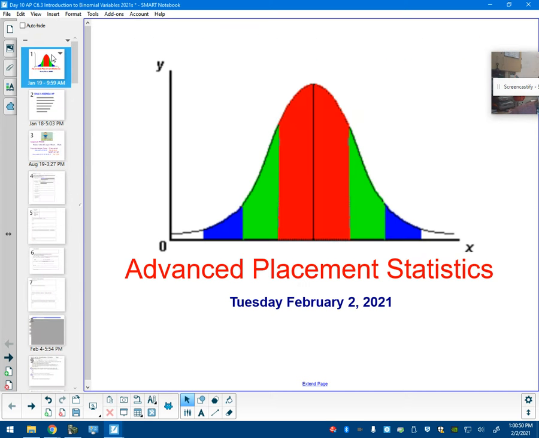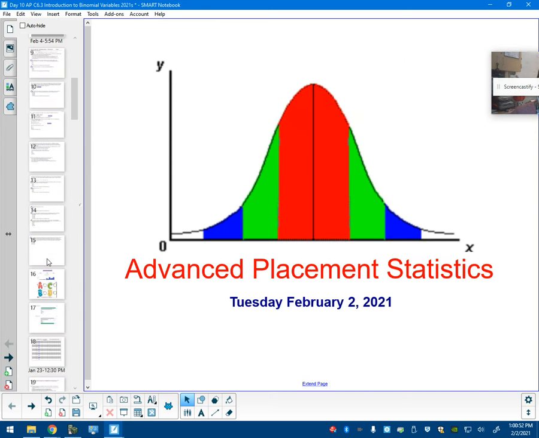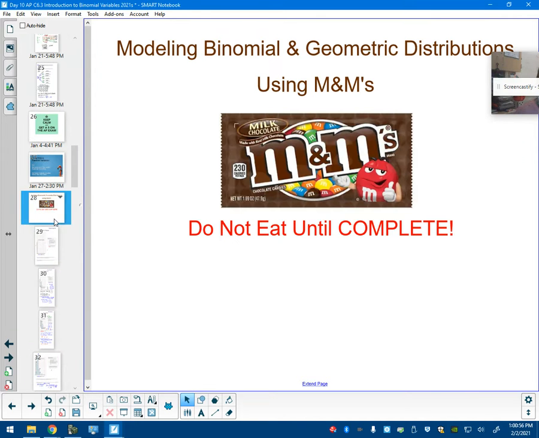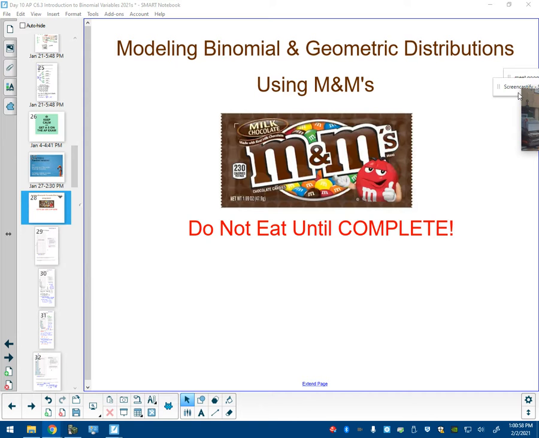Okay, so welcome to Tuesday. We are going to get an introduction to the binomial and geometric distribution using our M&Ms.